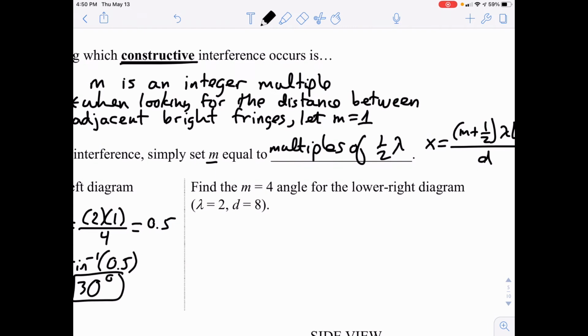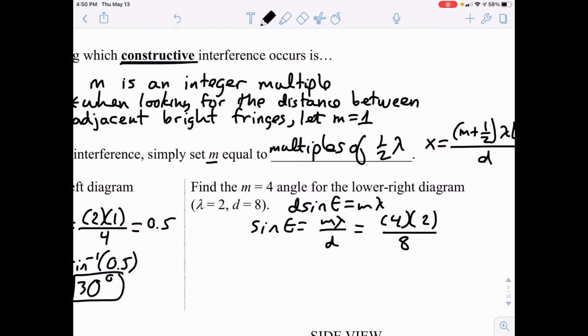All right, so now what about in the lower right? So here, d sine theta equals m lambda. So sine theta is equal to m lambda over d. So m is 4 this time. Lambda is 2, spacing of 2. And d, the distance, is 8. Well, this one's easy because you have 8 over 8. And so we get 1. Well, when I take the arc sine of 1, I get about 90 degrees. Let's look at that.